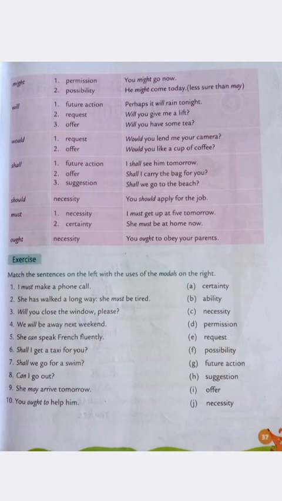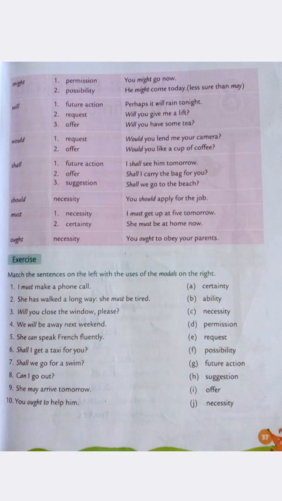Next, she can speak French fluently. Option B, ability. Then the sixth one, shall I get a taxi for you? Option I, offer. Seventh, shall we go for a swim? Option H, suggestion. Eighth, can I go out? Option D, permission.